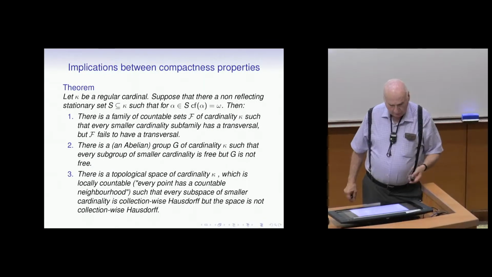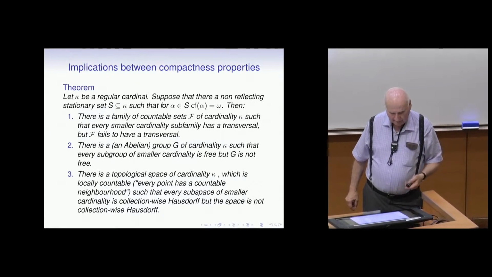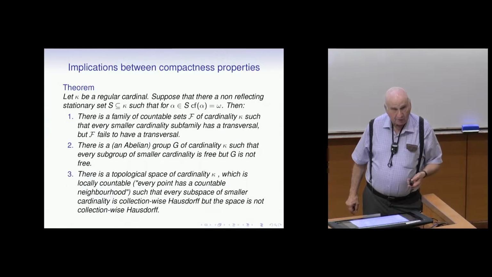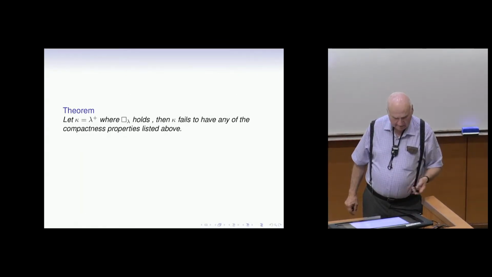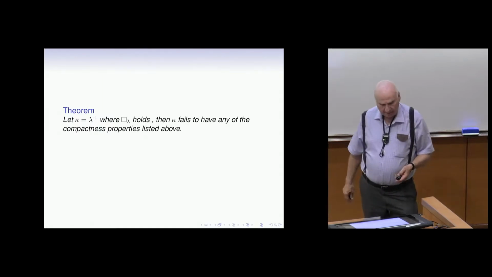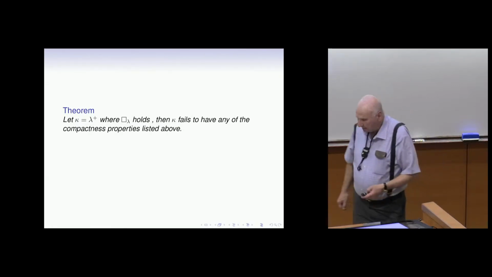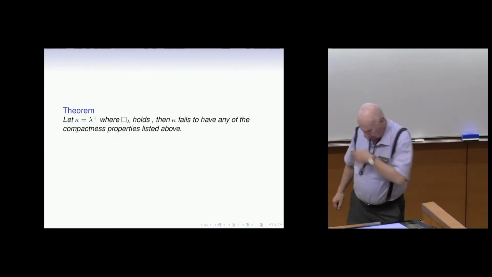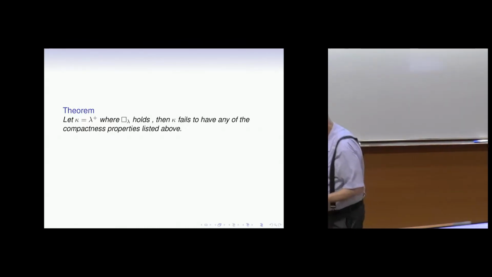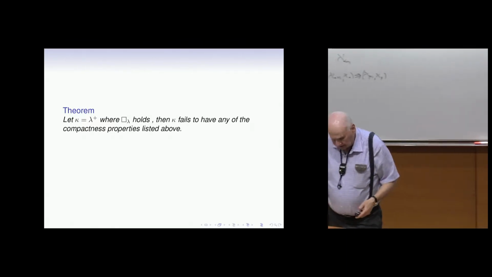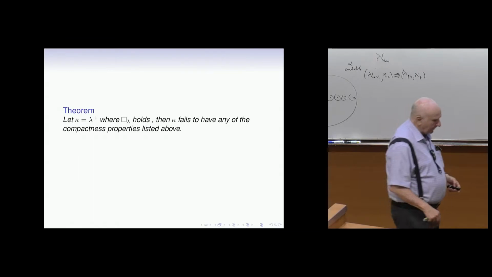But if you take a stronger anti-compactness property, which is the combinatorial principle square, suppose that kappa is a successor and square lambda holds, then kappa fails to have any of the compactness properties listed above. I will not define square, but it's some kind of combinatorial principle which holds in L everywhere.